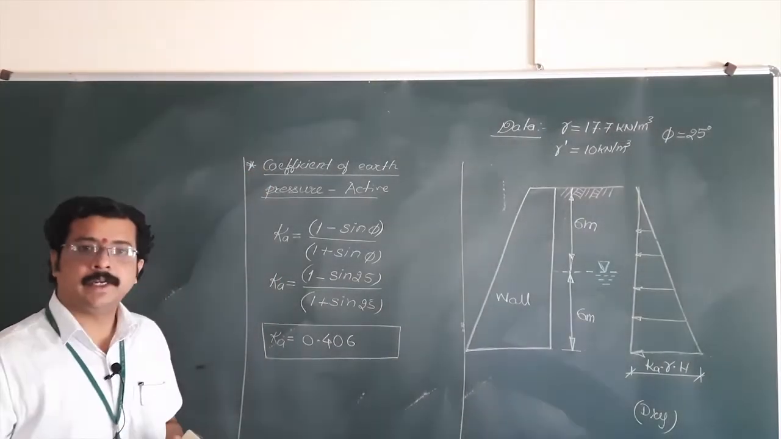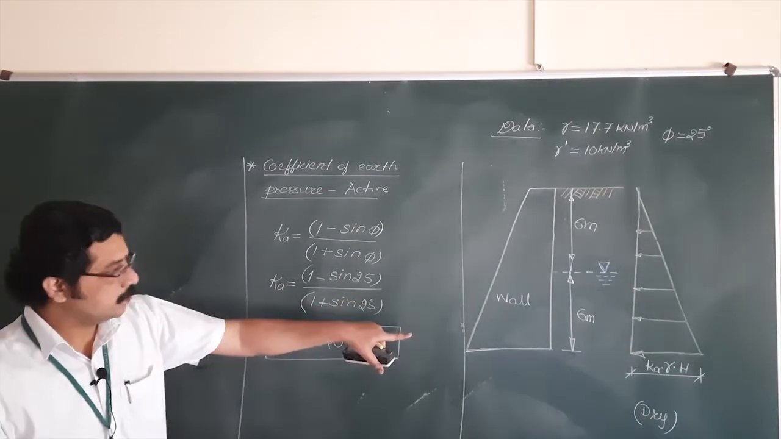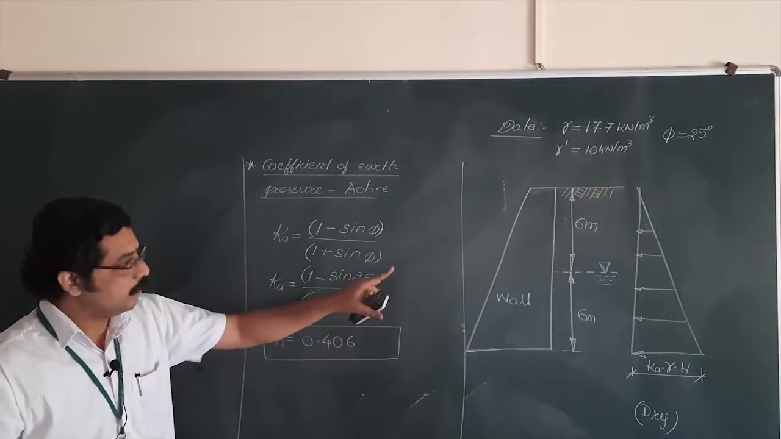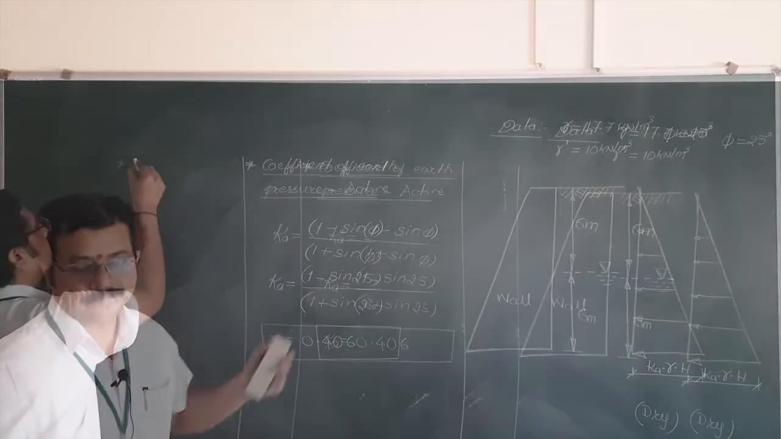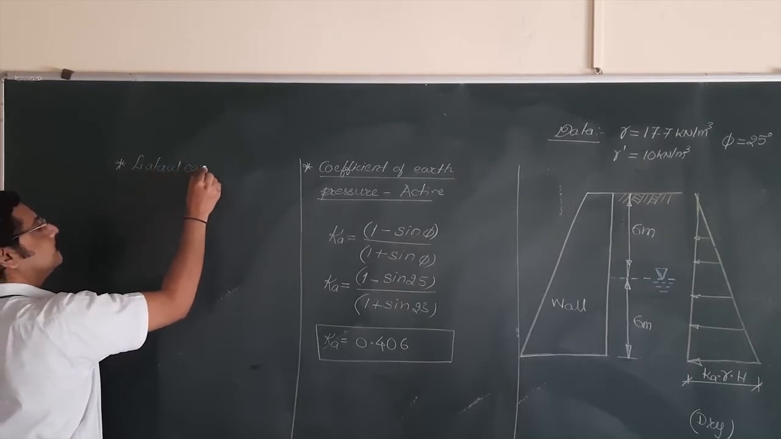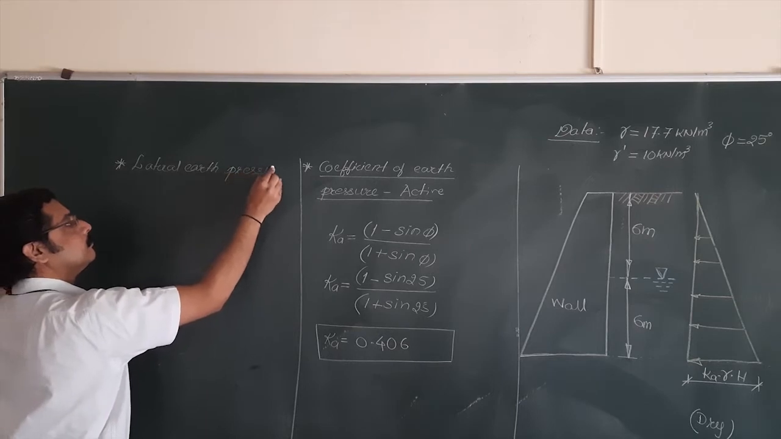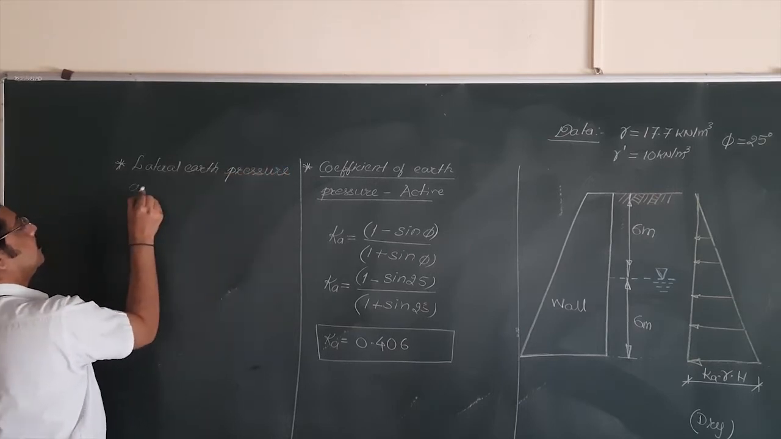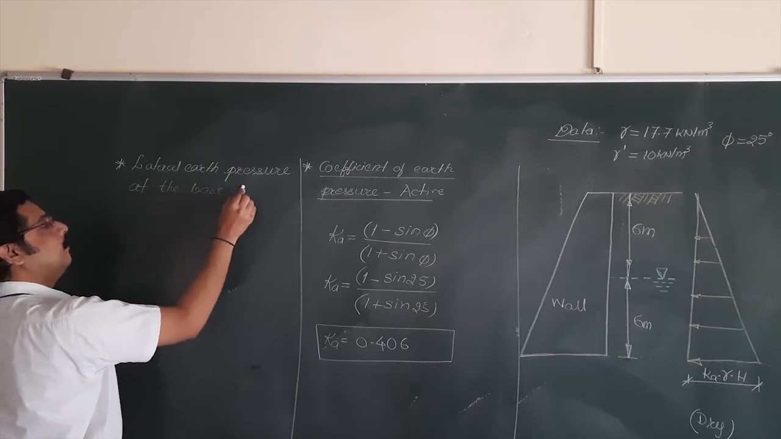After this, we have to find out the maximum value of earth pressure which will act at the base of the retaining wall when water table is not considered. Let us go for that. So lateral earth pressure at the base of the wall.